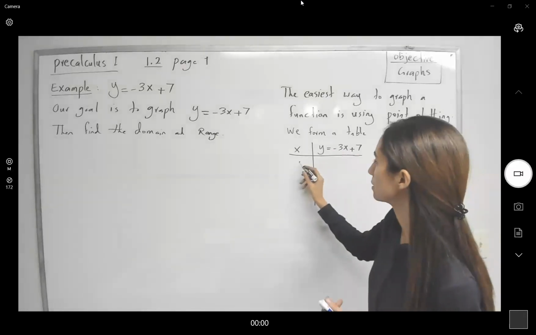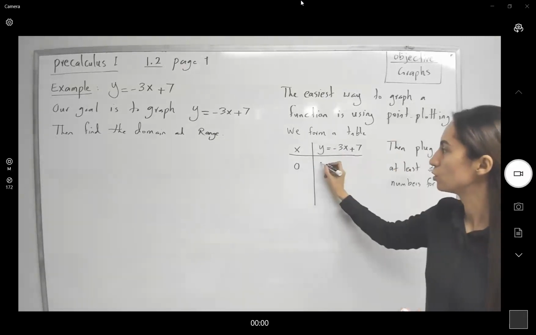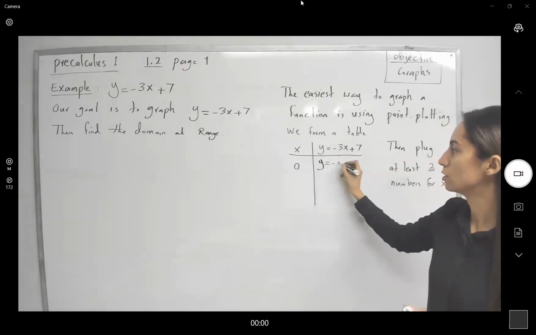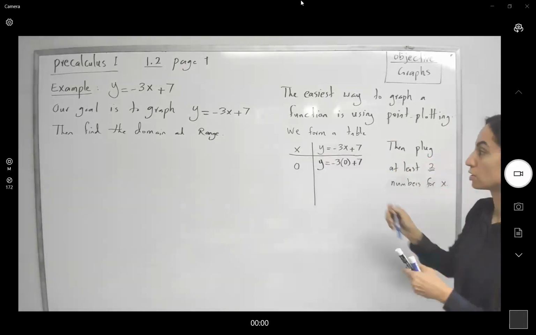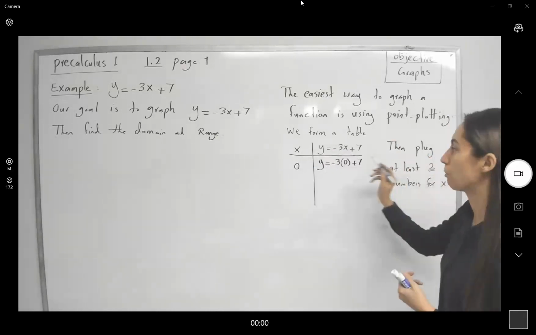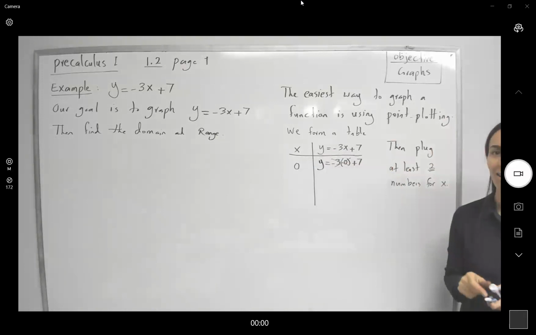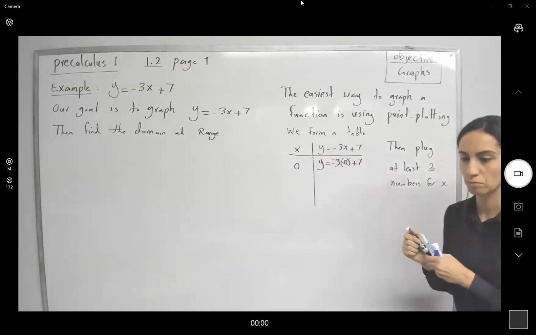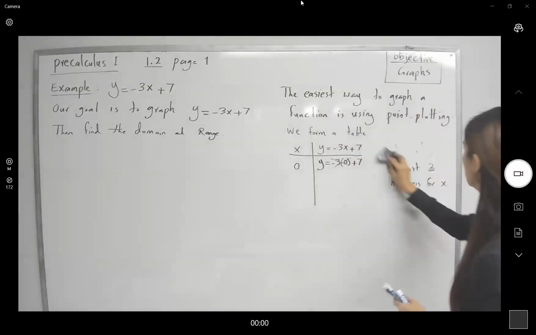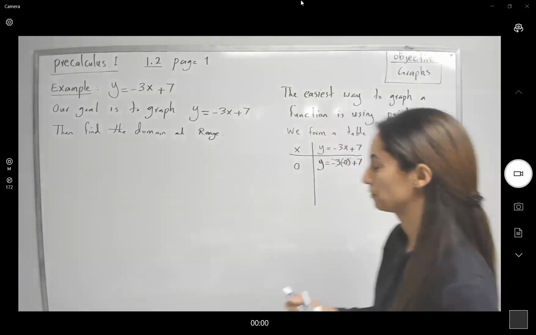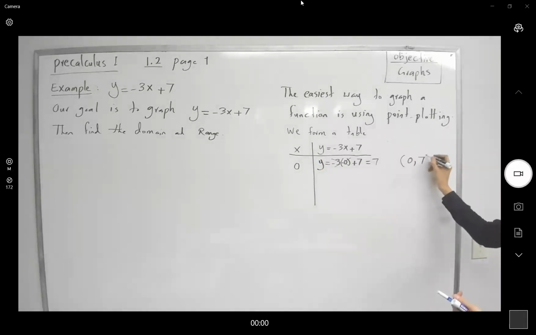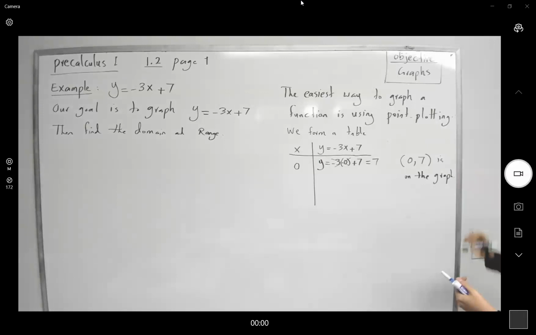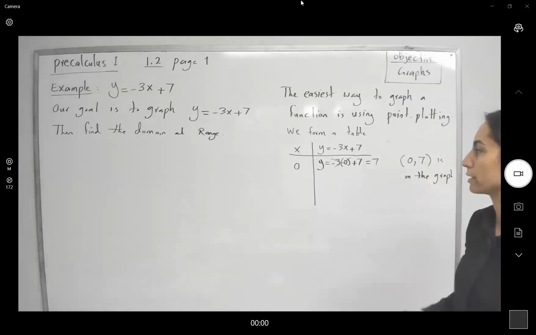Let us plug in 0 for x. If x is equal to 0, your y is equal to negative 3 times 0 plus 7. Well, 0 times any number is always 0. What's left? Y equals 7. What's the meaning of that? It means that the point (0, 7) is on the graph. Let's plug in another number, like 1.